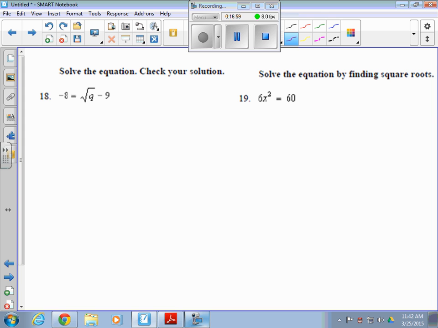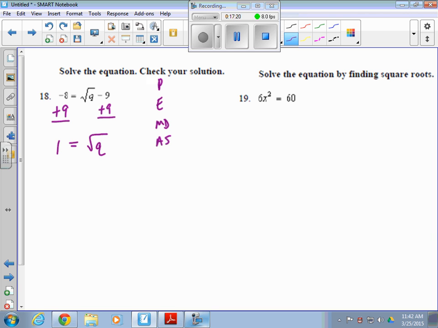Number 18 says solve this one, check your solution. Remember, you undo order of operations backwards. Please excuse my dear Aunt Sally becomes Aunt Sally, my dear, excuse please. So you look for anything that says addition and subtraction first. You have -9, you add 9. If you do it there, do it here. -8 plus 9 is 1 equals the square root of Q.